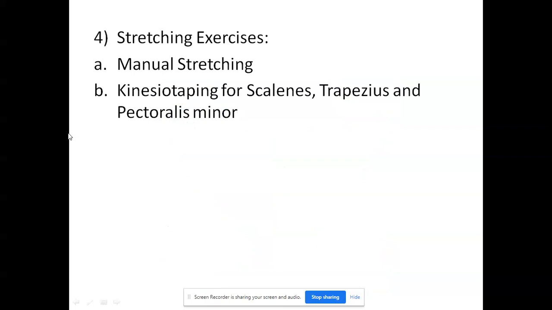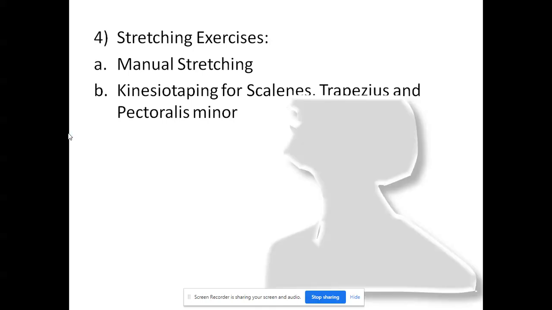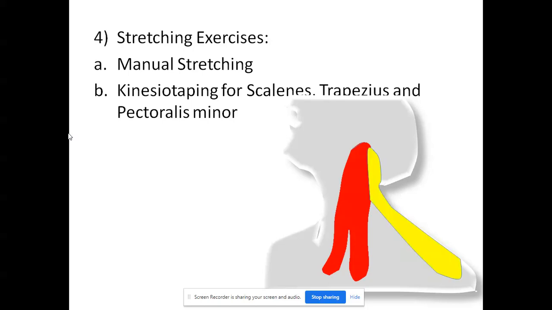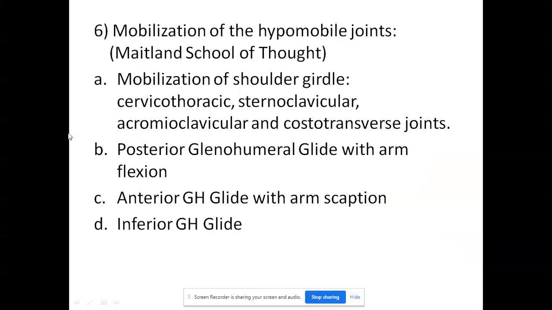Coming to the stretching exercises, manual stretching and kinesio can be done for scalene, upper trapezius, and pectoralis minor. Coming to the kinesio part, this is how the scalene tapping looks, this is how the upper trapezius tapping looks, and this is how the pectoralis minor tapping will look.